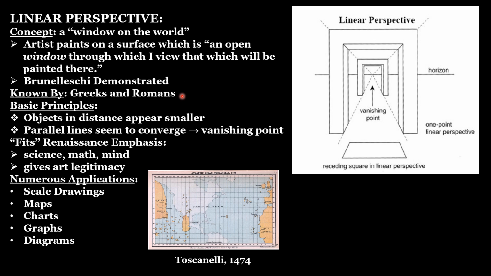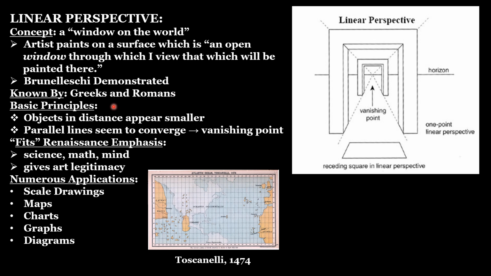It was, though, known by the Greeks and the Romans. And I'll show you some examples in just a moment. So the ancients knew this, and then for about 1,000 years, either it was forgotten or the priorities were just different. And so there was sort of silence on linear perspective for a very long time.